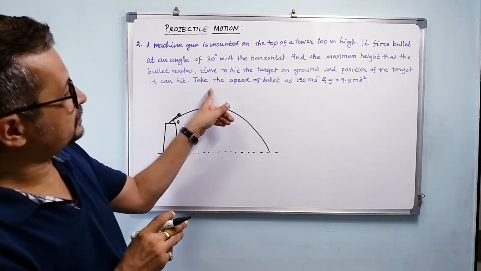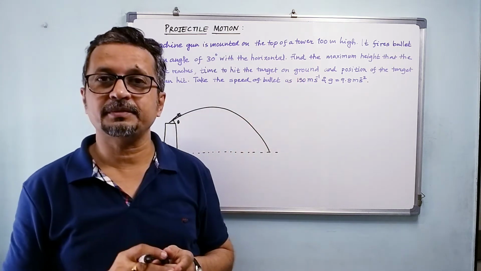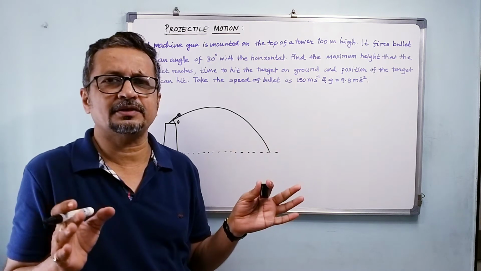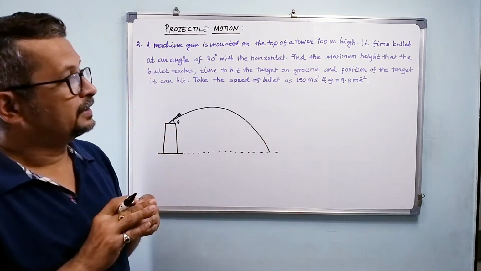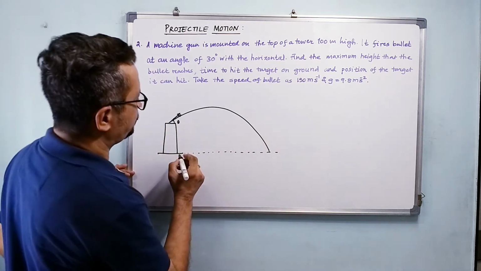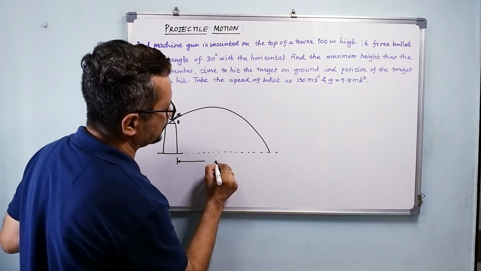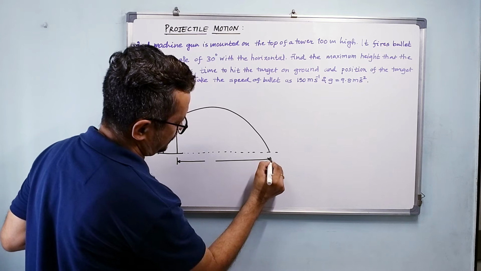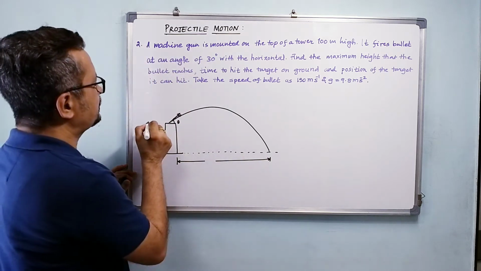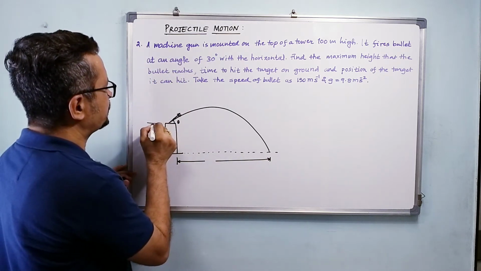You have the speed of bullet, it is 150 meter per second. So u is given, you have the angle, and you need to find this distance. You have been given that the height of tower is 100 meter.